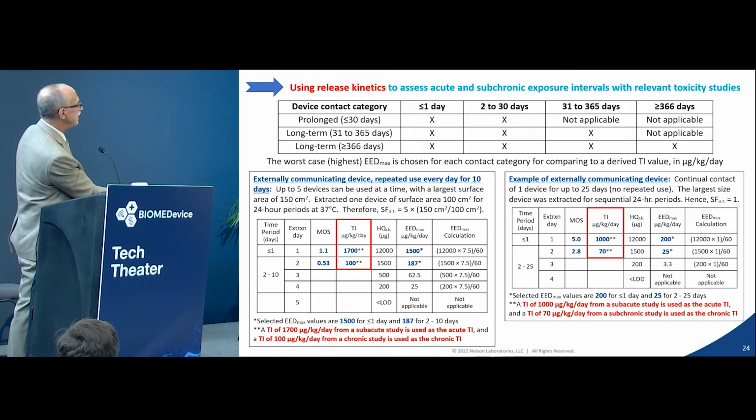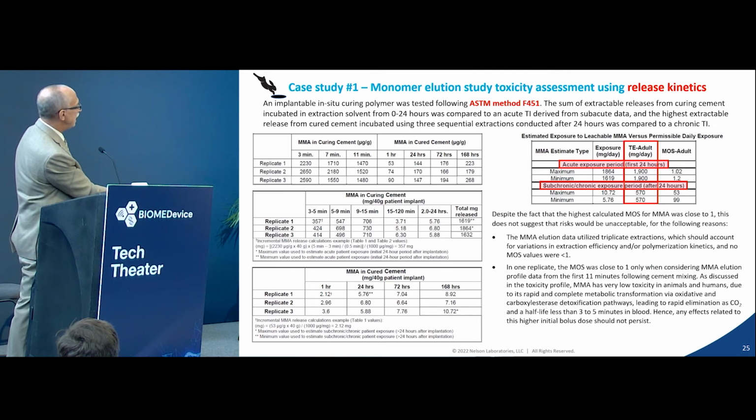And the one on the right is the same exact concept. One study was used, a subacute study, for the 0 to 1 day, and a different, subchronic study is used for the chronic TI. I have 2 case studies. Again, I'm just going to spend like 2 seconds on the monomer elution study. That's an in situ curing polymer. It cures as it's in your body. So the monomer, the reactants, are still in your body when it's implanted. And it has a very nice kinetics curve. ASTM 451 has a method for doing that.